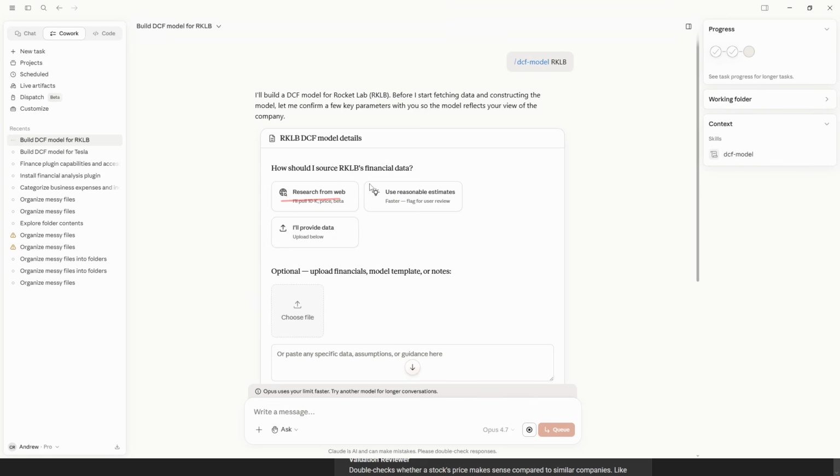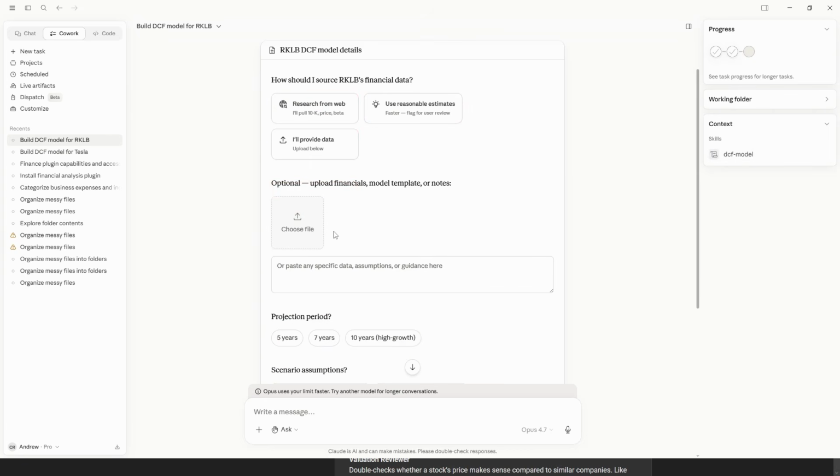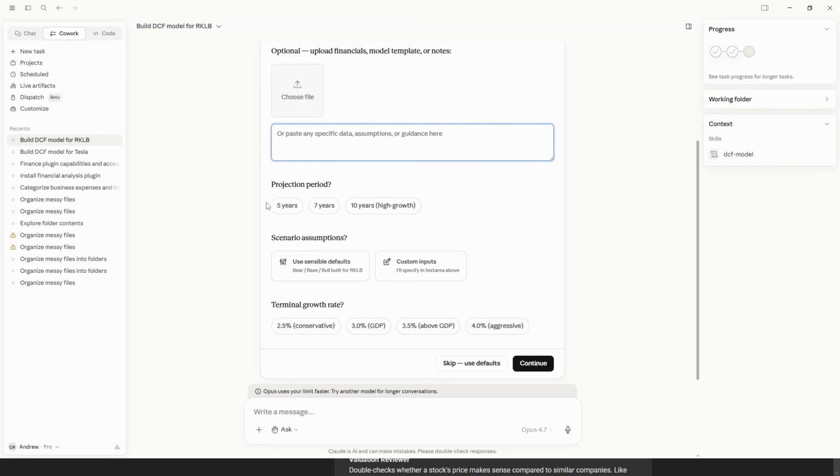It can use reasonable estimates, but I wouldn't do this because it's always probably going to hallucinate. So just pull that in from the web. And of course, you can see, if you have any specific financials, model templates, or notes that you want to have here, of course, you can do it.